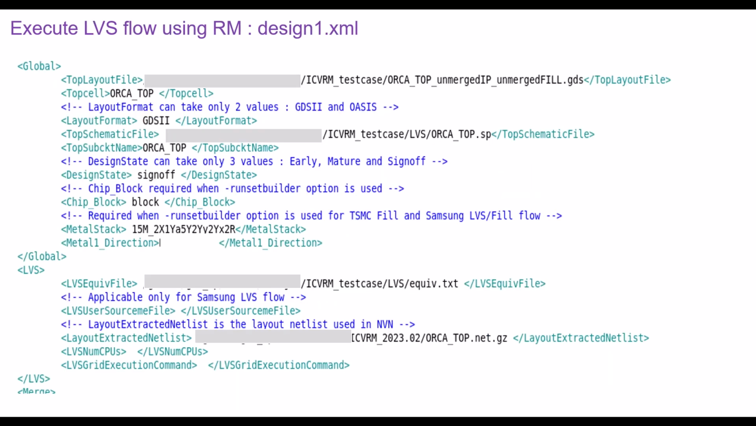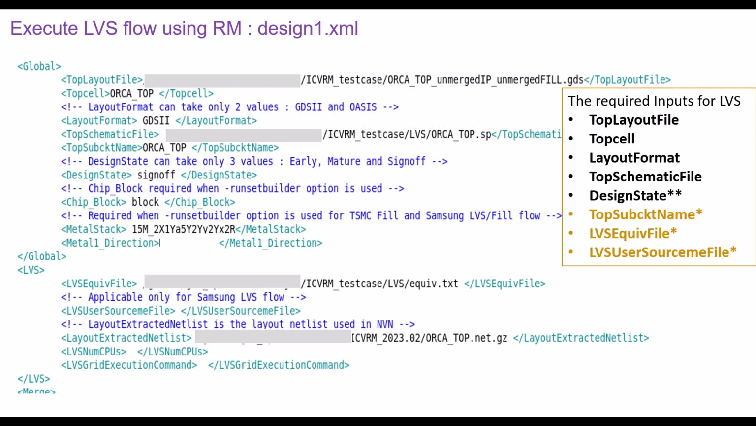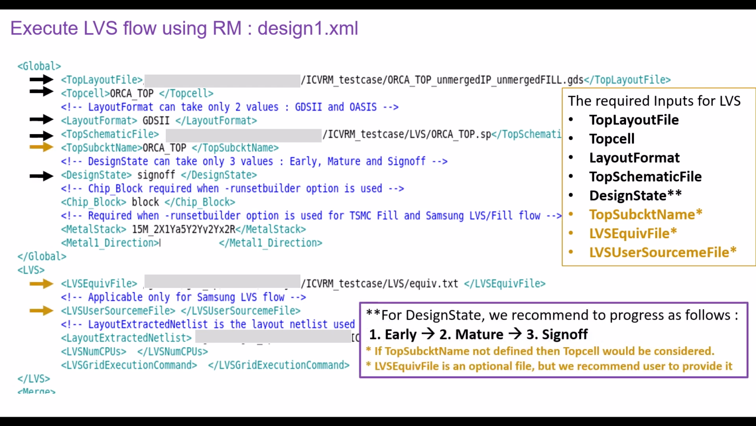Similarly, for LVS, there is a minimum set of inputs required to be filled in design XML. Among these inputs, top subcircuit name, LVS equiv file, and LVS user source make file are optional. Please check user manual for the detailed information and required inputs of each PV flow target.